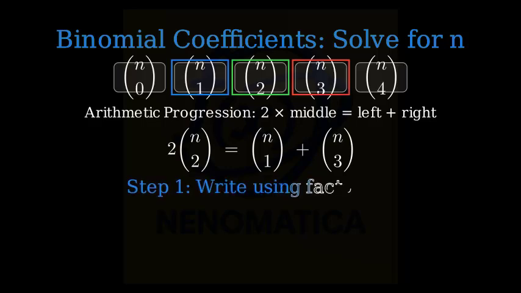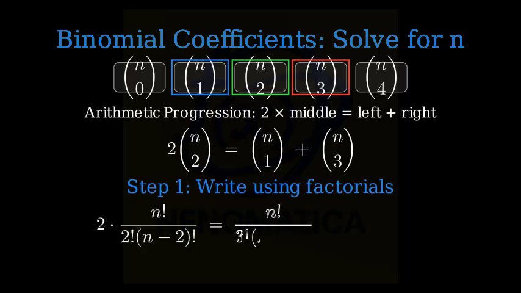Step 1. We write the given relation using factorials to make simplification easy. Recall that n choose k equals n factorial over k factorial times (n minus k) factorial. Substituting into the equation gives 2 times n choose 2 equals n choose 3 plus n choose 1.